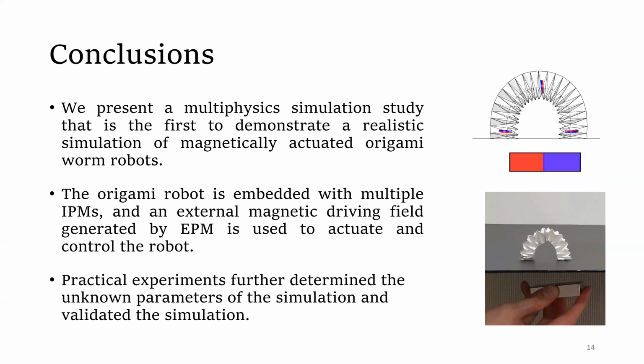So we showed a demonstration of our multiphysics simulation that is the first work to show a realistic simulation of magnetically actuated origami worm robots. We used a set of internal and external magnets to deform and steer the robot according to our requirements. We set up several practical and simulation experiments to calibrate and evaluate the performance of the simulation and achieve good results.